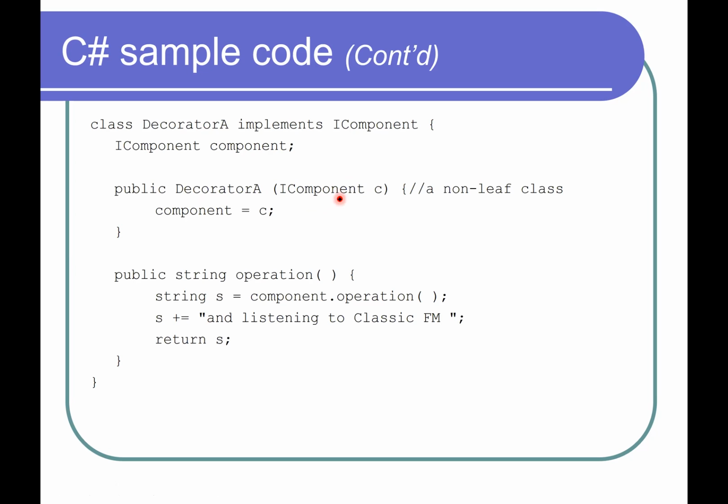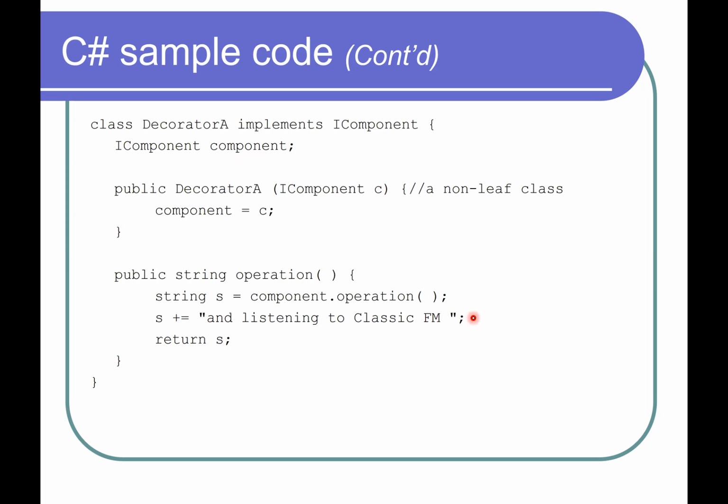It could have been another object A, in other words, another decorator, or some sort of a substance, which is going to come towards the end. Any object of type decorator A, when you go ahead and execute the operation, all it does is grab the next component in line and ask it, go ahead, do your part, and when you're done, come back to me, I'll do my part.